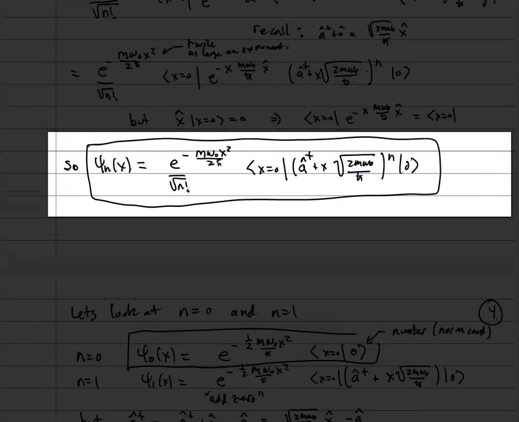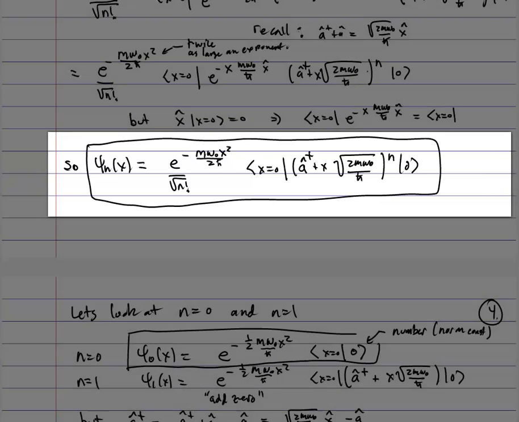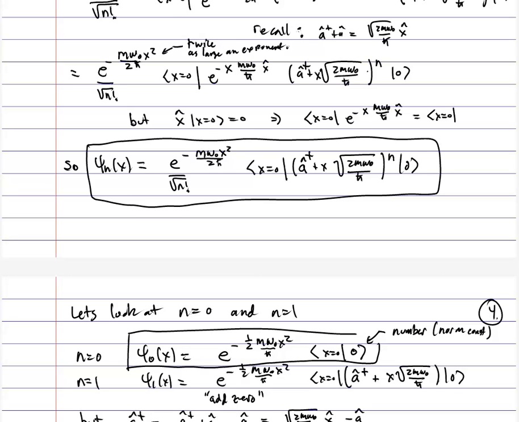So I've got this term that I still have to evaluate: the bra x equals 0, a dagger plus x square root of 2m omega 0 over h bar, raised to the nth power, acting on the ket 0. Now, when I have an expression like this that I really know nothing about, I've not seen anything like that before, we've got to figure out what the thing is, okay? Let's take a look at some concrete examples.